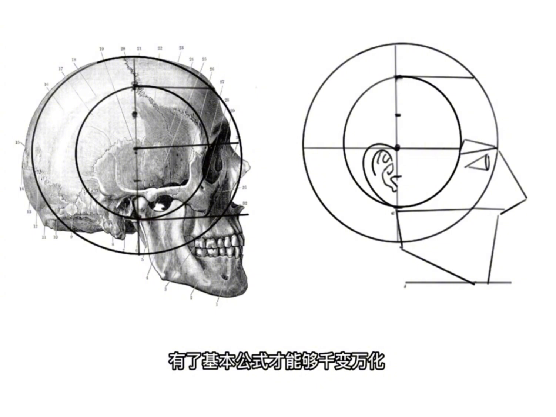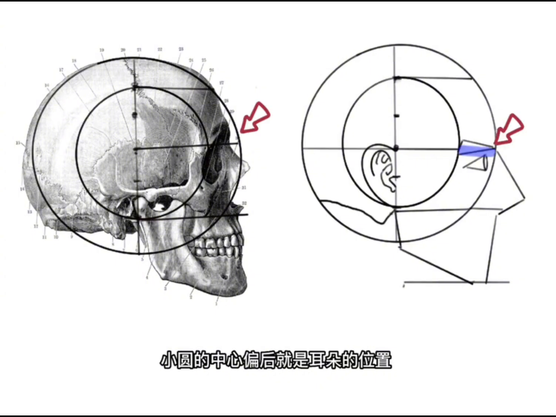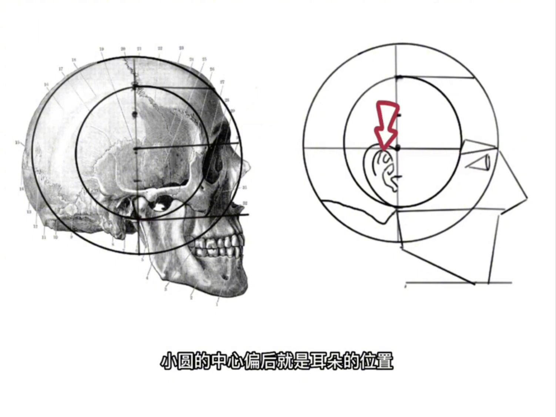So what exactly is this small circle? In fact, it is the entire side of the temporal bone. The reason for using a circle to replace it is just an imagination of the side of the temporal bone. In this way, it's not difficult to understand why the distance from the small circle to the large circle is the distance of the eyebrows, because there is the temporal bone above the eyebrows.